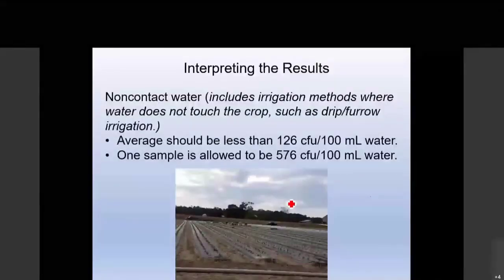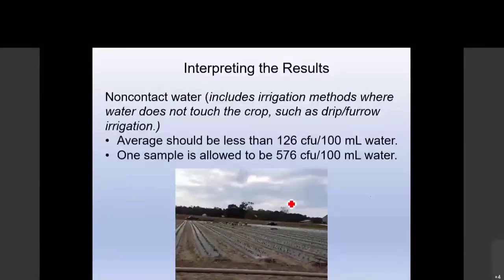So let's look at the results. If we're talking about non-contact water, so we're talking about ag water.